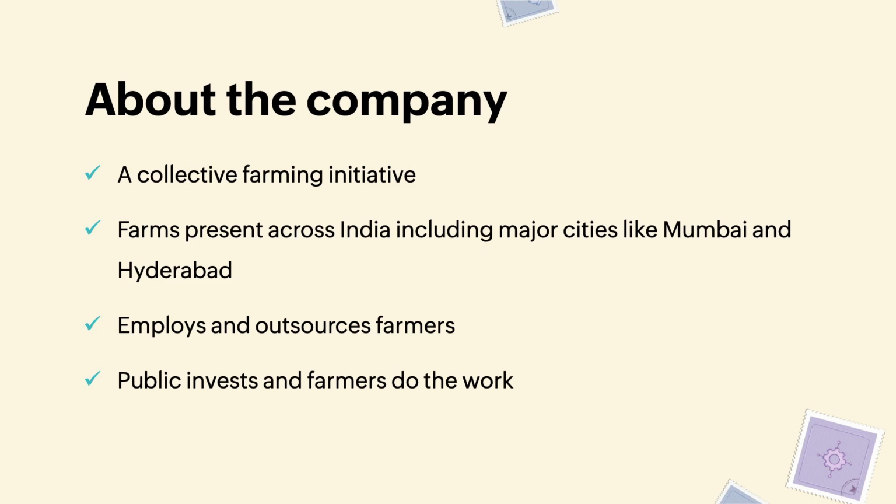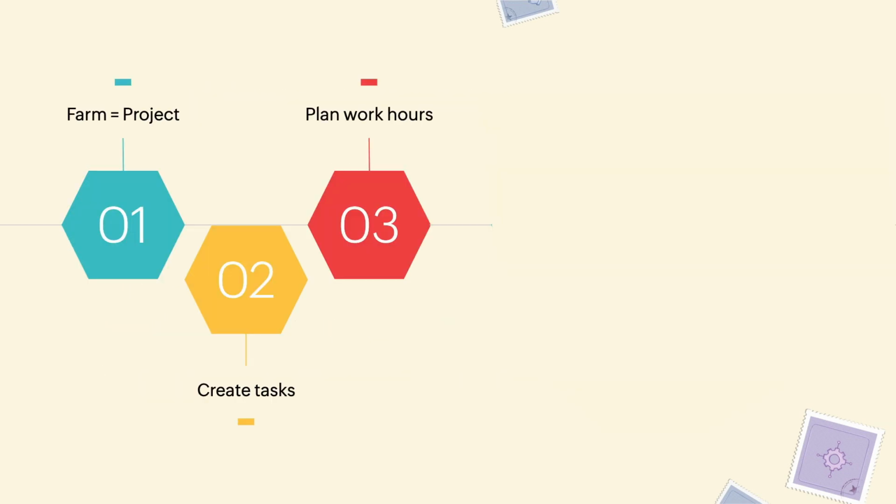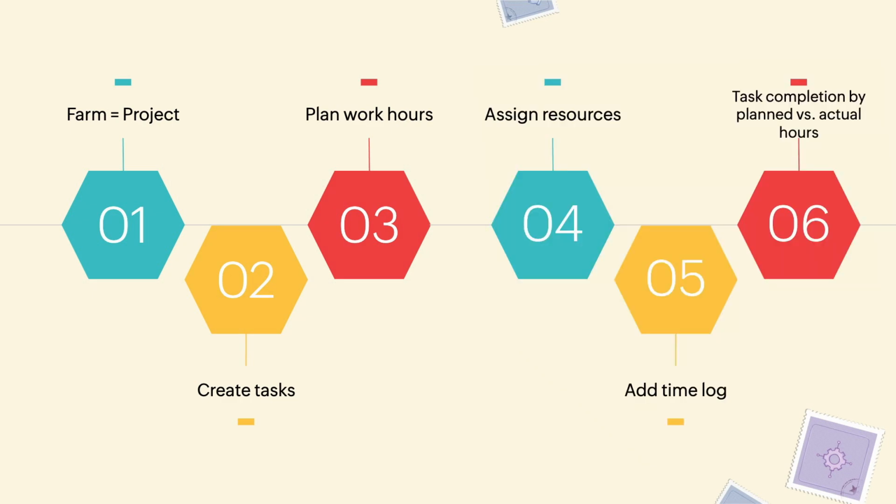The challenge they faced was that each and every farm was a project for them. Whenever they get a farm, they create it as a project. They create tasks like irrigation and land plowing, and each task will have work hours planned, say 40 work hours or 50 work hours. Assigning the resources was a challenge, because farmers might not log in daily, and then they would not be able to see the task.